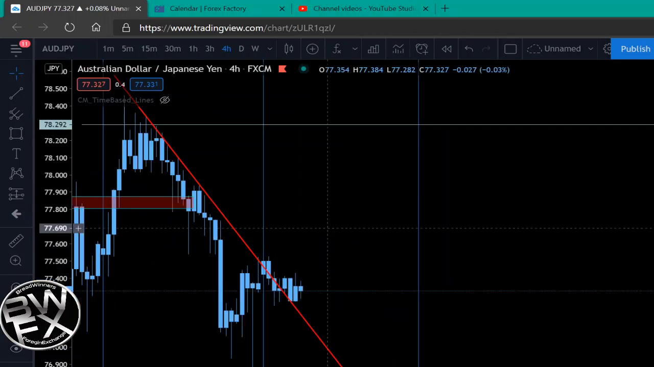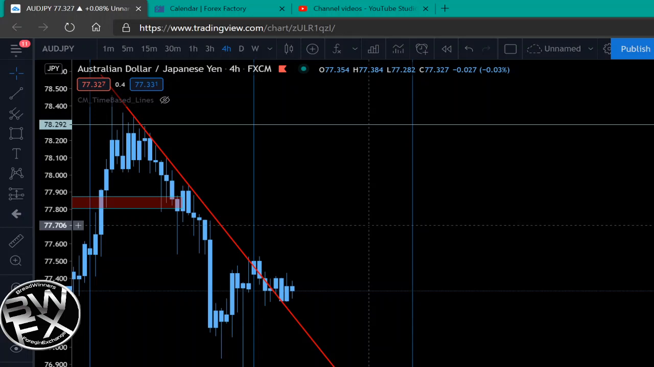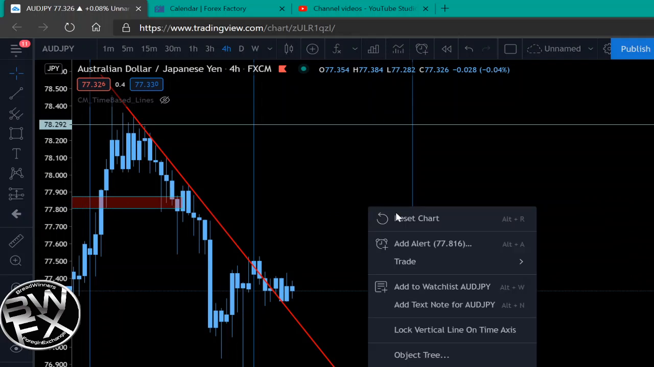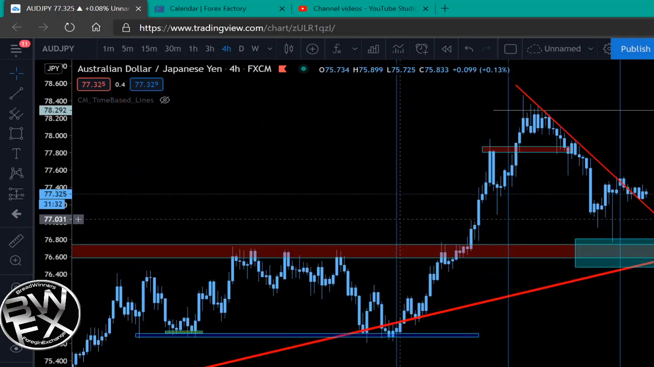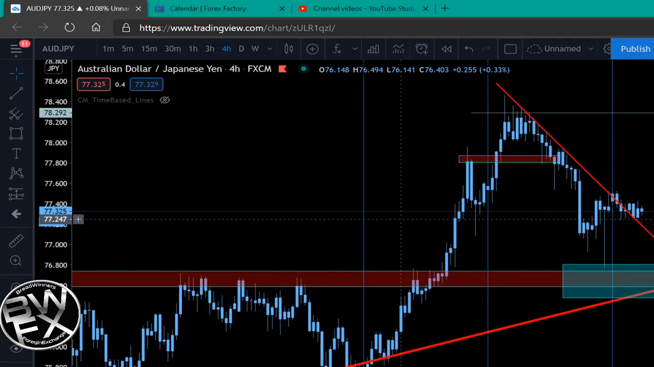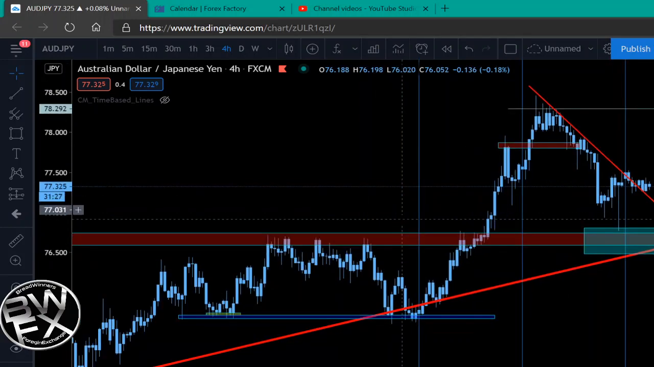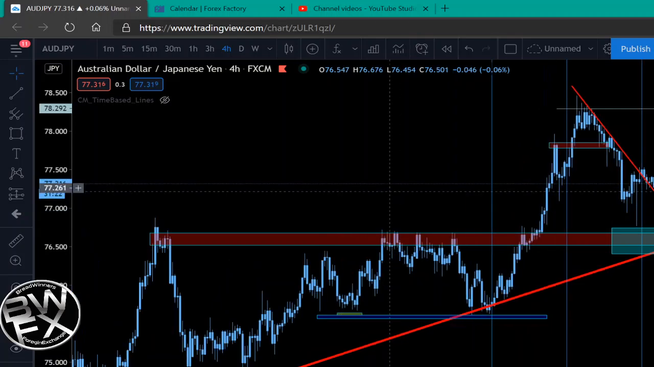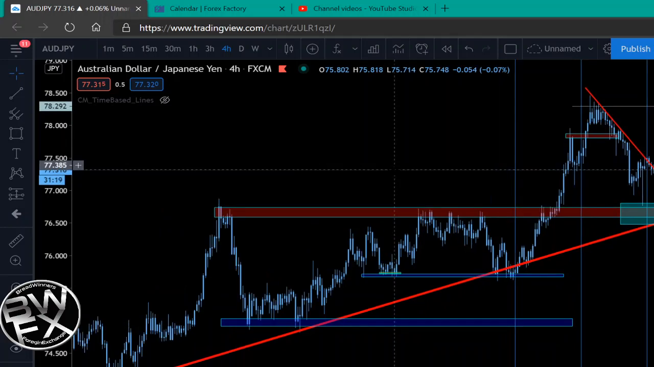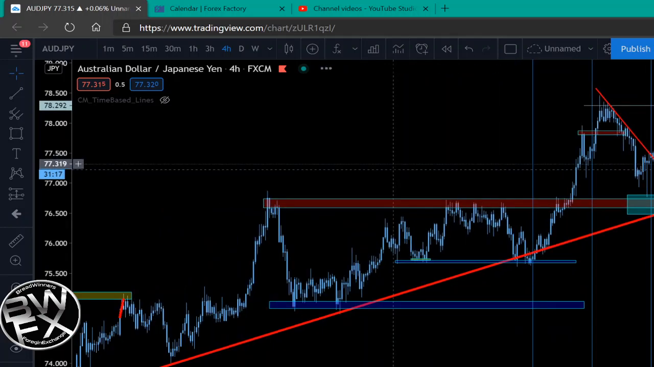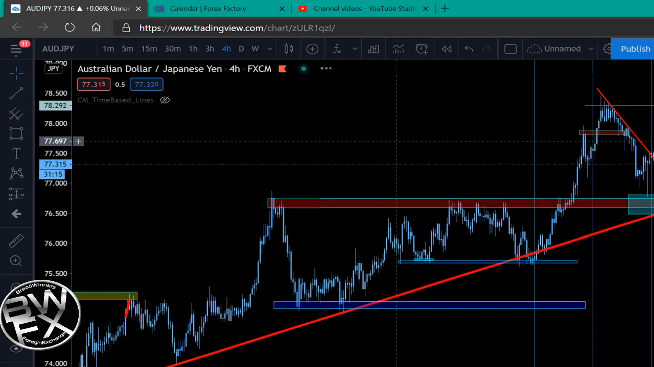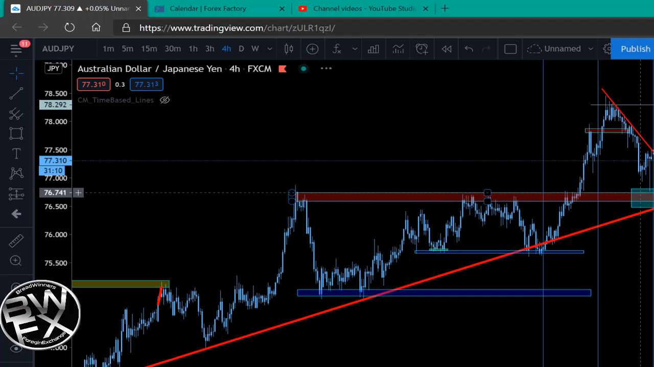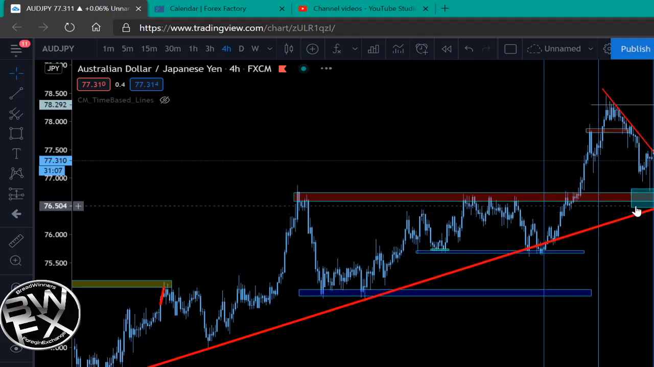So as we look at AJ, let's reset the chart. As we pull out, it's been on a strong uptrend for the past couple weeks. Right now, I'm looking for it to come back and hit this blue zone that I've drawn up.